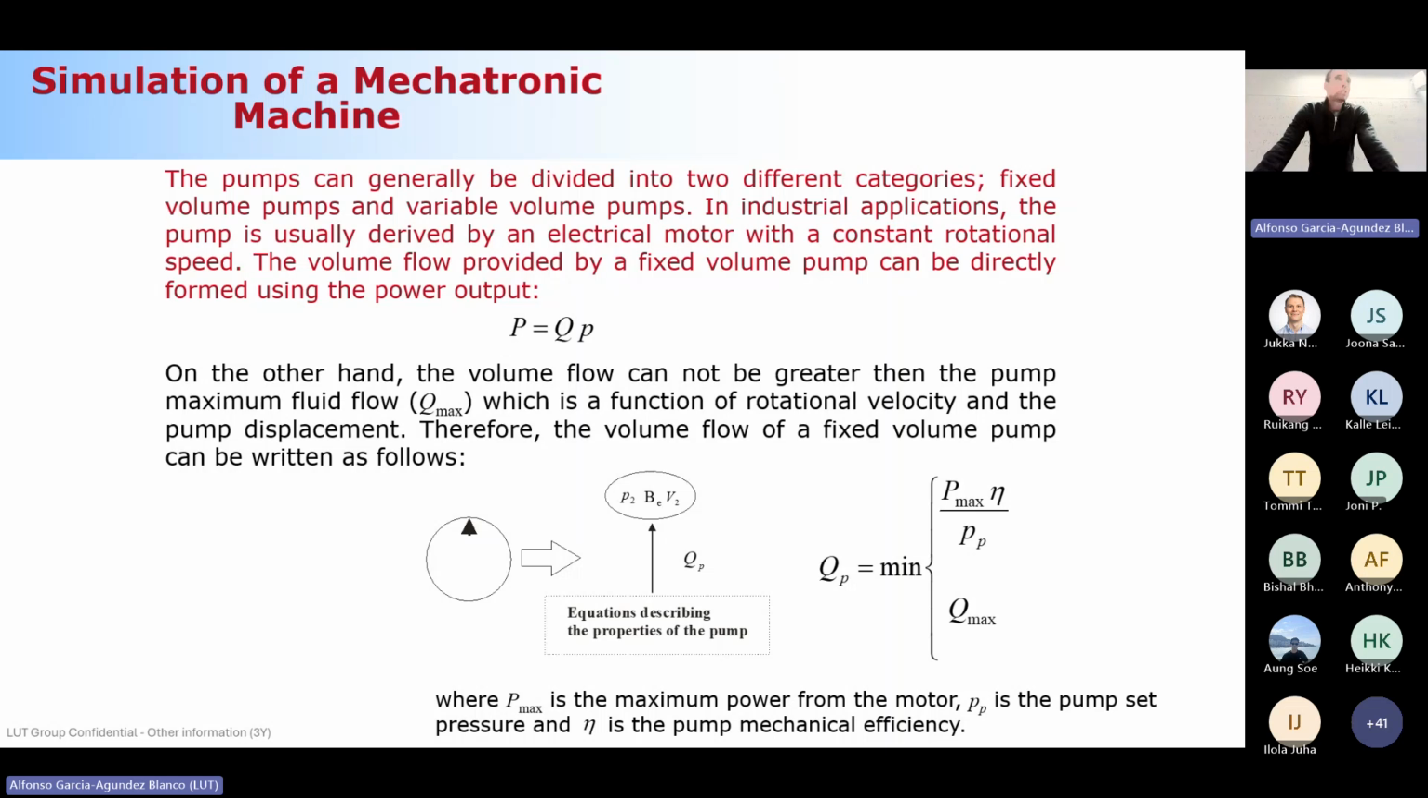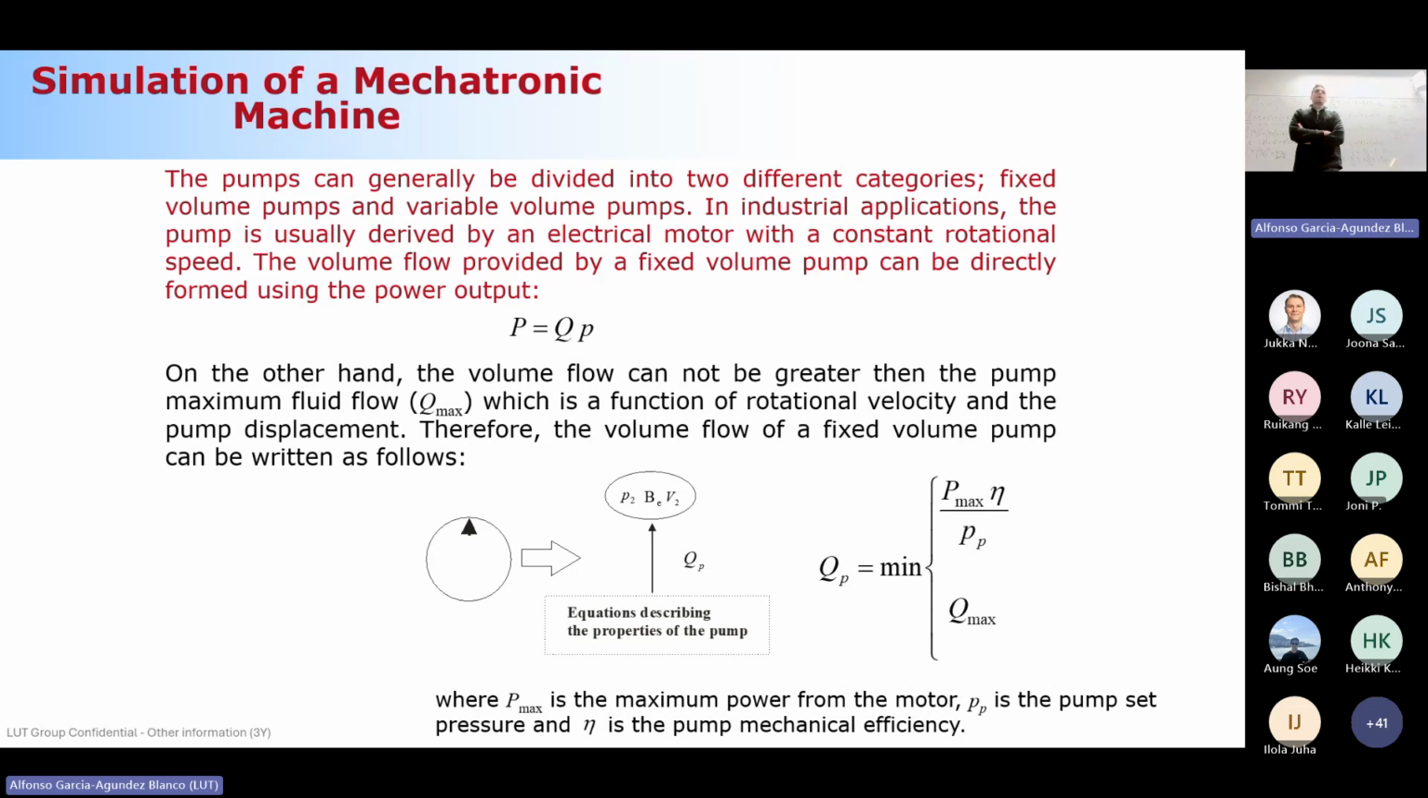These motors are usually designed to work with a constant rotational speed, and the pump is driven. The main equation that you need to know in the fixed volume pump is this one. This is the output power, given by the product of the volumetric flow rate times the pressure. So in these pumps, the output power is equal to the volumetric flow rate times the pressure.